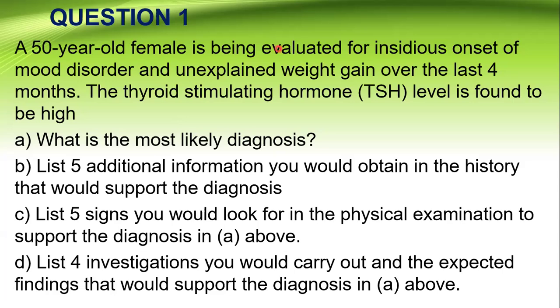Okay. So hypothyroidism. Good. List 5 additional information you will obtain in the history that would support the diagnosis. So we already have mood disorder and unexplained weight gain over 4 months. So this is a patient with hypothyroidism. How do you clock a patient with hypothyroidism? Okay, answers. Menses history, yes. So what do you expect in menses history? They'll be irregular. Good.